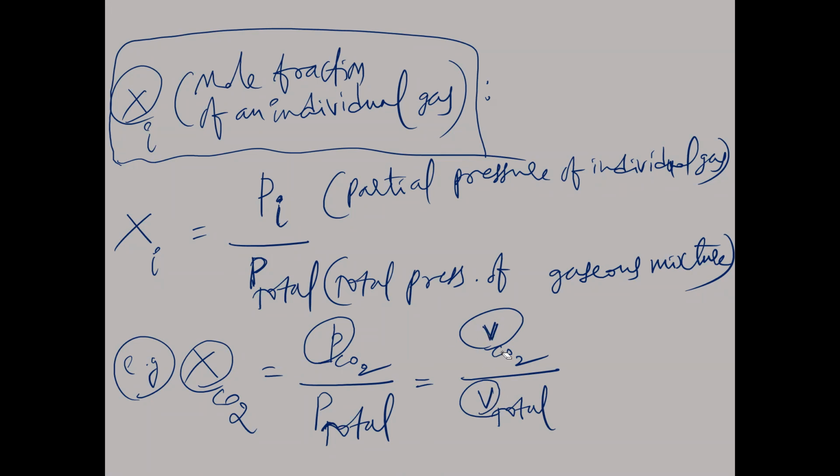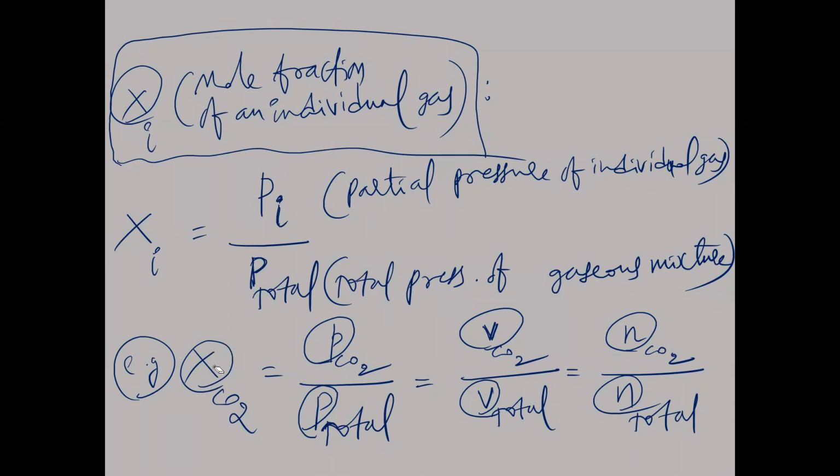So partial volume of CO2 gas upon total volume of the gaseous mixture is also the mole fraction. Mole fraction of an individual gas is the partial pressure of CO2 upon the total pressure of the gaseous mixture. In the same way, partial volume of CO2 divided by the total volume of the mixture is also equal to the number of moles of CO2 upon the total number of moles of the gaseous mixture. That is also the mole fraction of CO2.